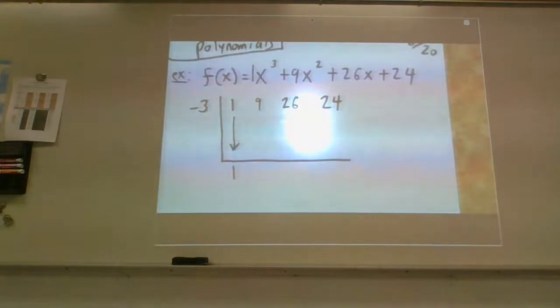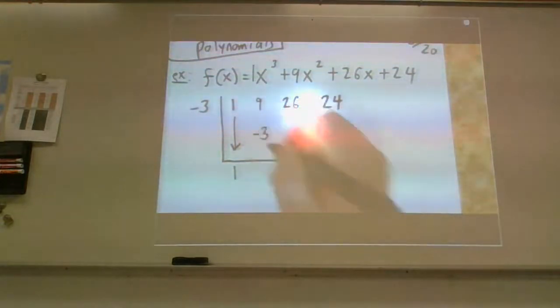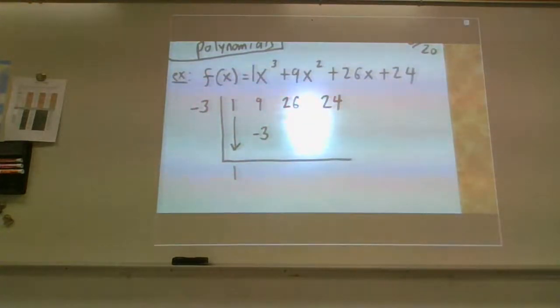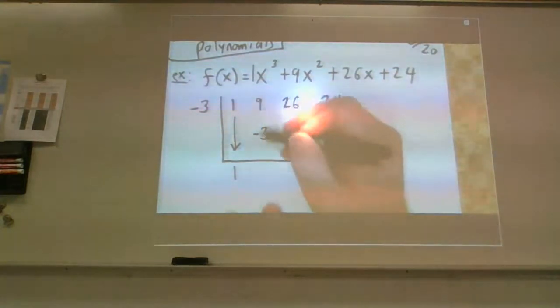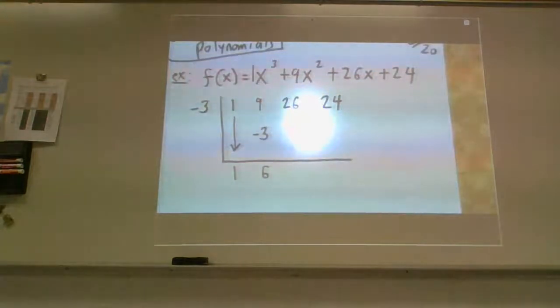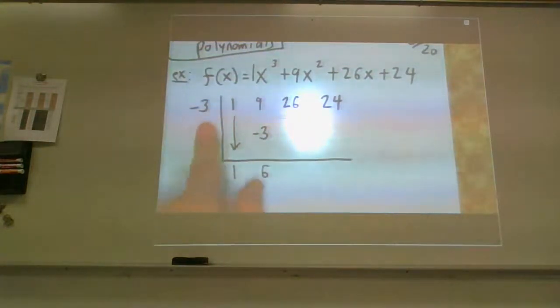You always multiply by the number on the outside of the bar, the one that I'm pointing to, on the left. 1 times -3 is -3. Put it in the first blank spot. Then I go back to adding vertically, and I get a 6. And then I multiply by that -3. I get -18.